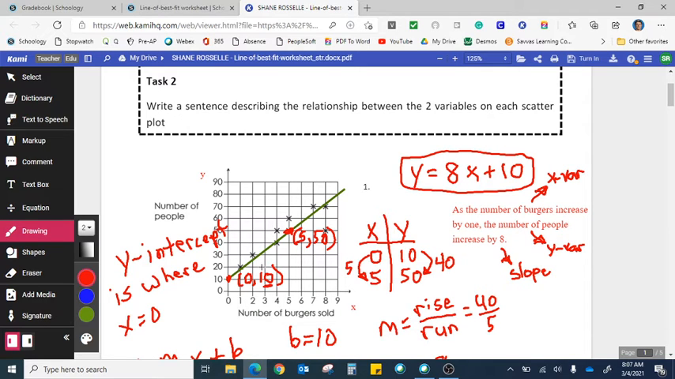Remember to understand that, hey, an increasing slope goes up from left to right. So I said increase here by 8 because that slope goes up from left to right. Okay? All right, so those are my two answers. I've circled my two answers.